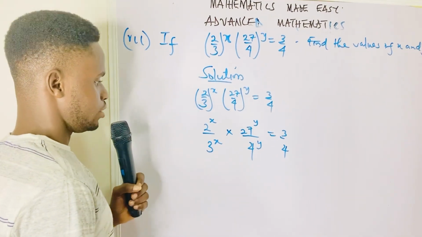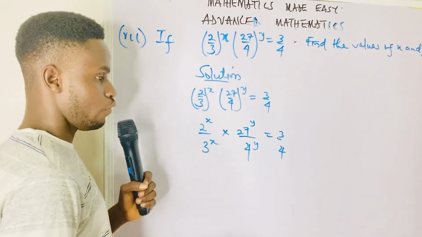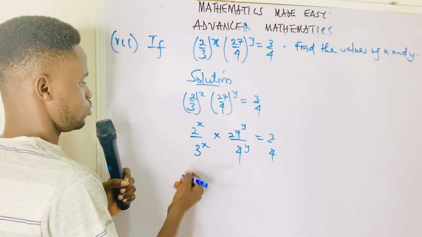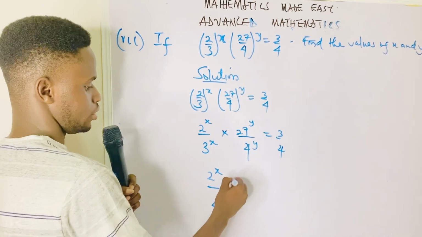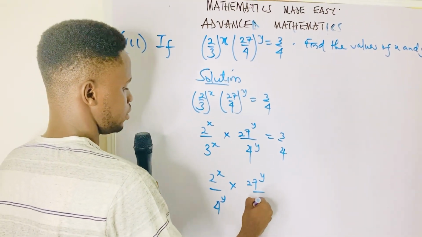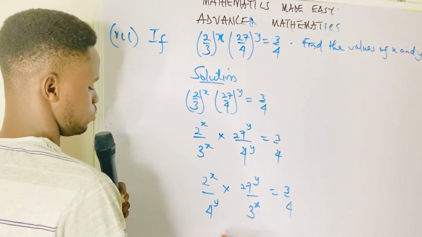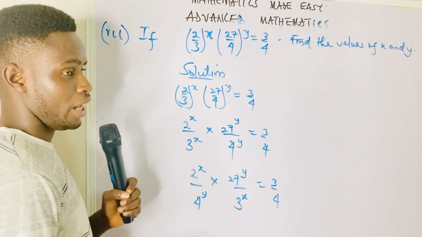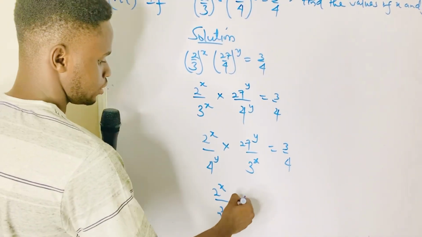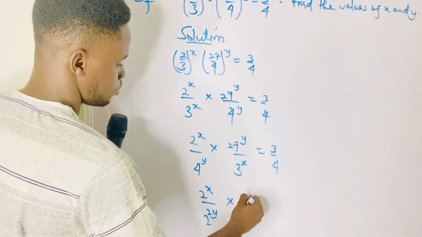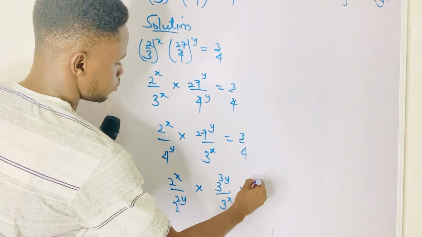Now, having that in mind, you should notice that there's a way you can interchange so that the ones of the same base will fall into one category. So here I can simply say this one is 2 raised to power x divided by 4 raised to power y, times 27 raised to power y divided by 3 raised to power x, equals 3 over 4. It's still multiplication, so we can condense and apply the division law. So we have 2 raised to power x divided by, let's condense 4, 2 raised to power 2y, times 27, which will become 3 raised to power 3y, divided by 3 raised to power x equals 3 over 4.